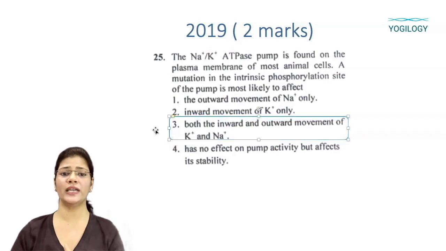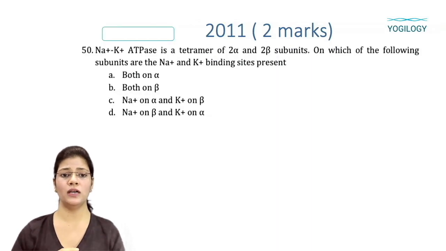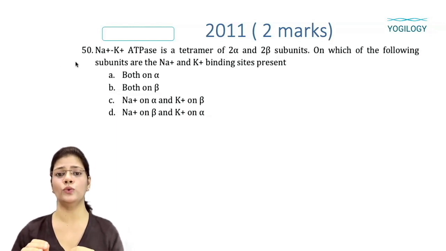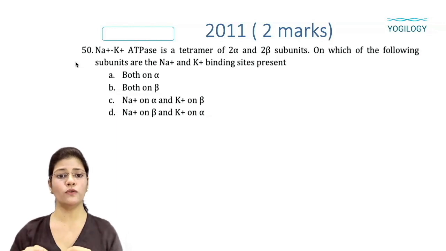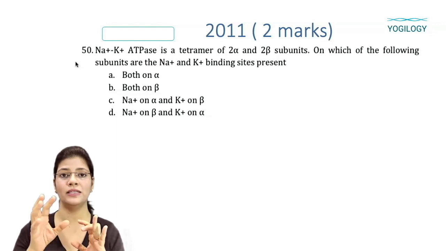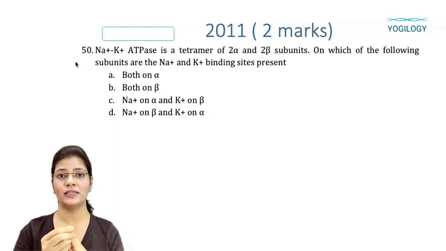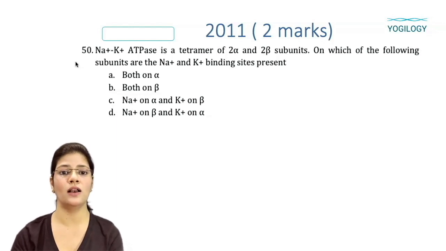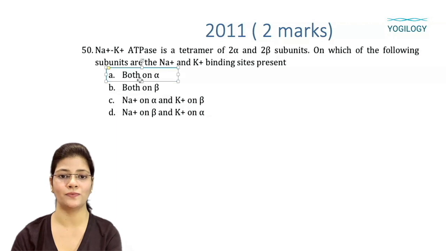So next over here you can see this question is again for 2 marks. Sodium potassium ATPase is a tetramer of 2 alpha and 2 beta subunits. On which of the following subunits are sodium and potassium binding sites present? As we have seen, the alpha subunit is the catalytic subunit, and the beta subunit basically helps in anchoring the protein. And as the kinetic studies show, the binding sites for both sodium and potassium are present on the alpha chain. So both are present on the alpha subunit. So the answer is A.